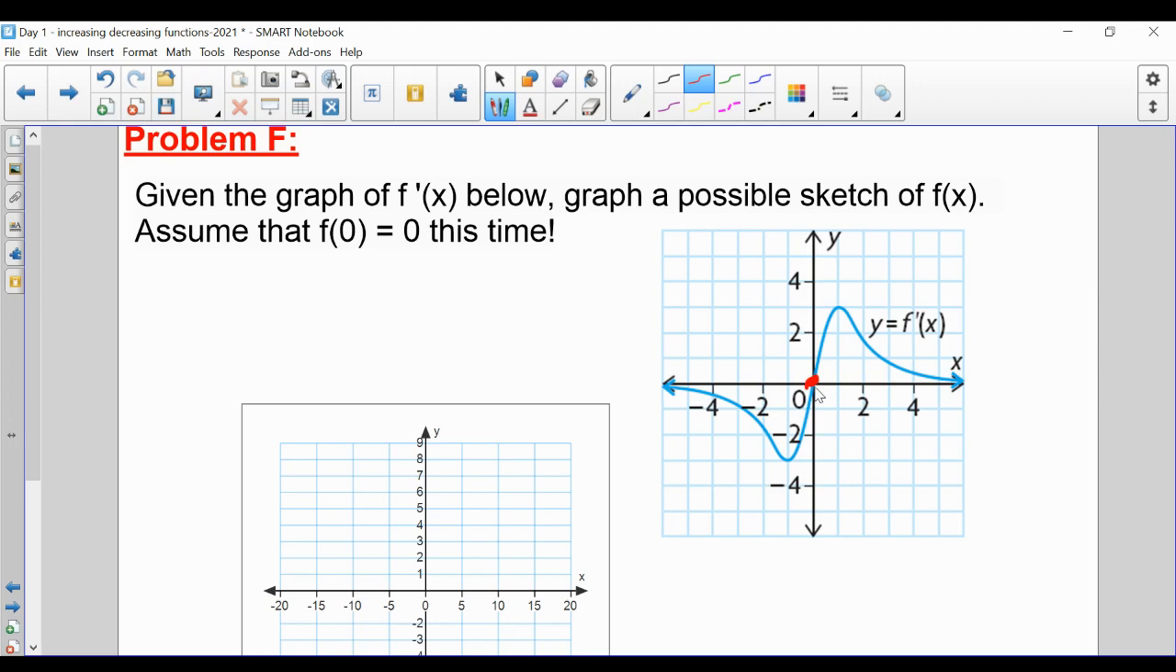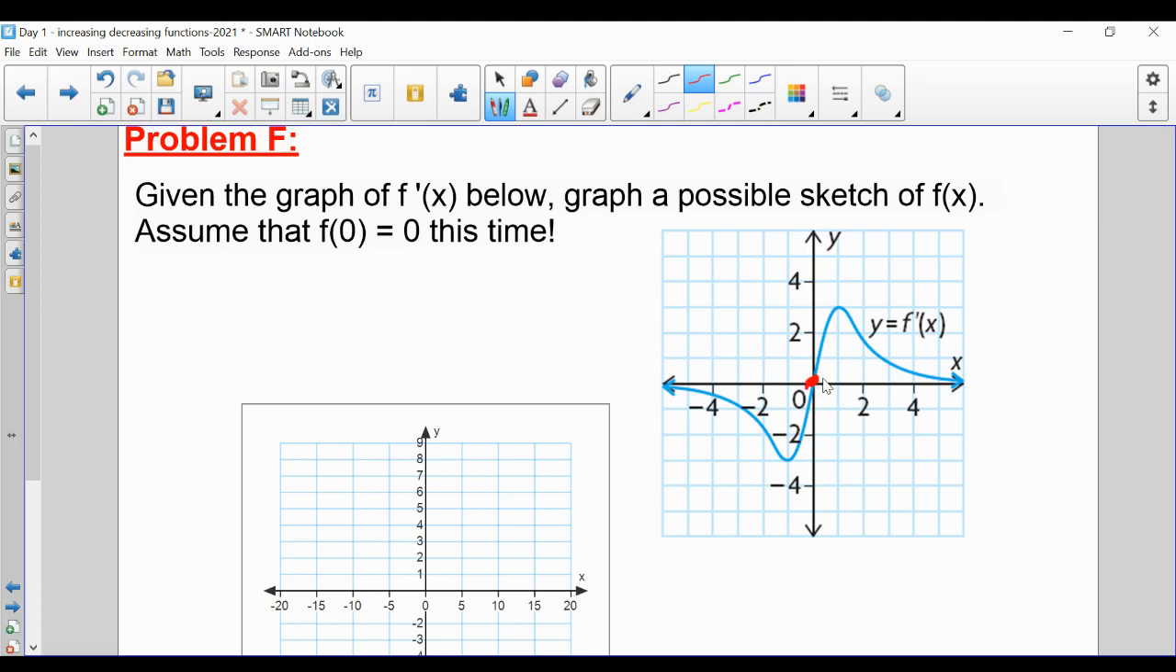Now, notice that to the right of 0, the derivative function is positive, which means that the function actually is rising anywhere from 0 onward. To the left of 0, this derivative is negative, which means that the function should be falling on the other side of that 0 as you go from the left to the right.